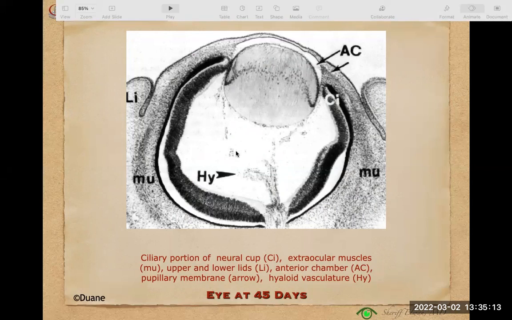Hyaloid vessels have regressed at 6 weeks, and the anterior chamber pupillary membrane is still present as the iris is not fully developed, and this is the hyaloid vasculature. The lids, notice, are not yet covering the eye as the cornea is not yet developed.